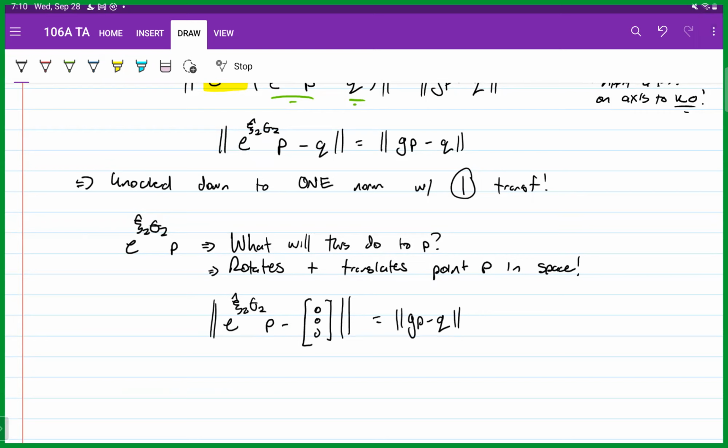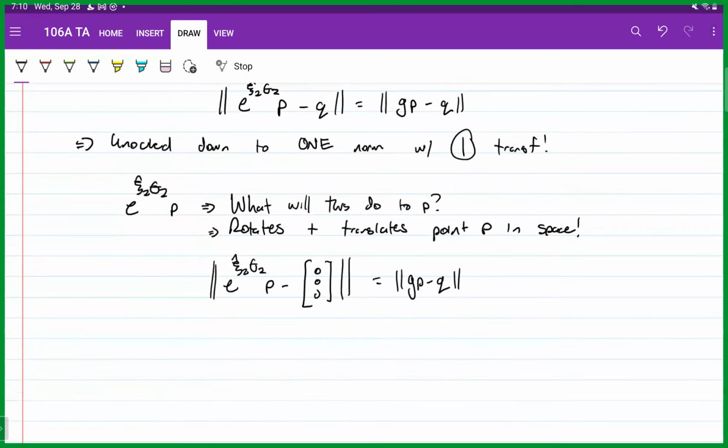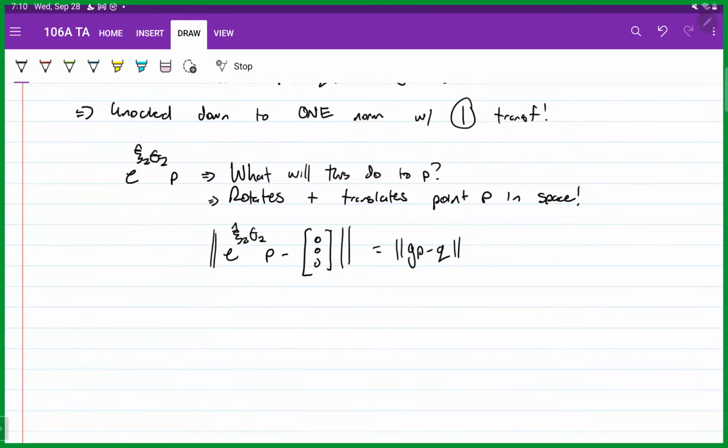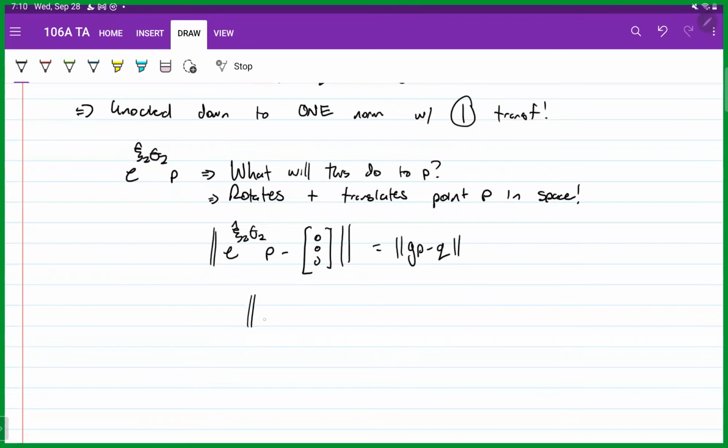Awesome. Okay, good. So we have this e to the xi2 theta 2 P minus the 0 vector. We know the 0 vector will have no effect on this norm, so we may as well just drop that out. So the norm of e to the xi2 hat theta 2 times the point P is equal to the norm of GP minus Q. All right.